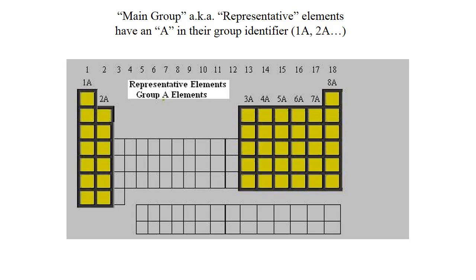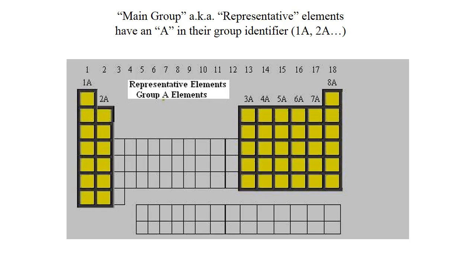The representative elements are shown here highlighted in yellow, and so they are the first two columns and the last six columns of the table. They're called representative elements or main group elements, and they tend to follow the rules more than the other elements do, so they tend to be the ones that we use more in examples of things.